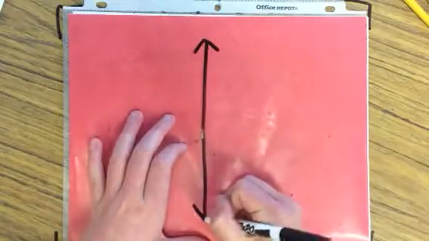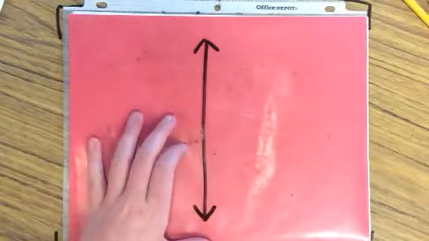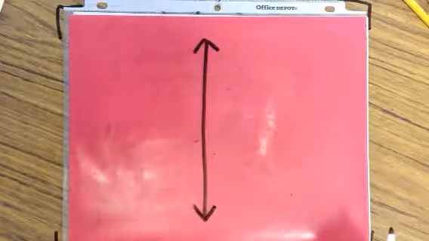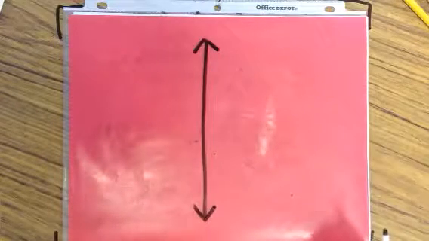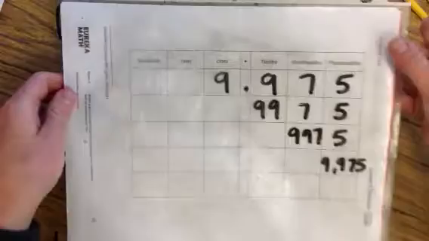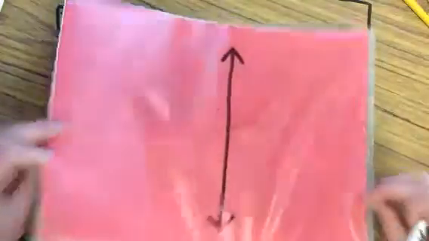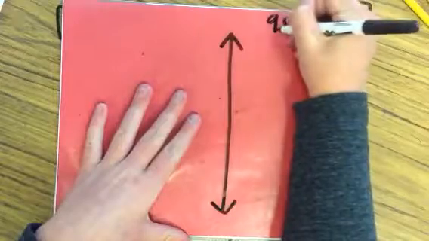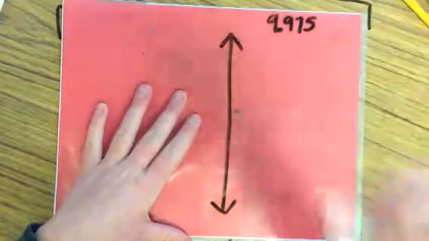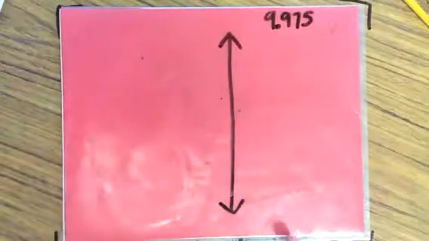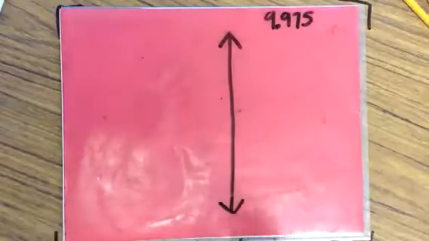So it's just a vertical line. And students are being given this number line right now, but they will be asked to create it themselves. So it's good to get them used to doing that. So I'm just going to write my number again. My number was 9 and 975 thousandths. I'll go ahead and write it up here at the top. And we're going to round this number to several different places using this vertical number line.